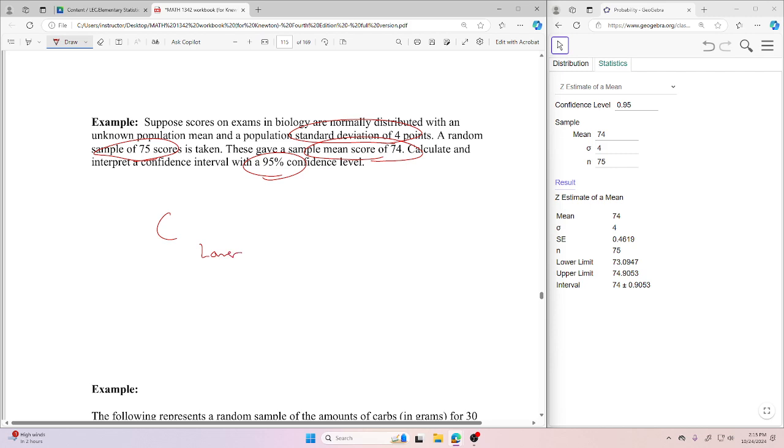They're wanting lowers. They're wanting uppers. Well, just upper. I guess that's a singular thing. 73.09. 74.91. I had 75 different exams taken, and I found the average 74. So for all tests taken forever and ever, I'm 95% confident it's going to be somewhere between there.